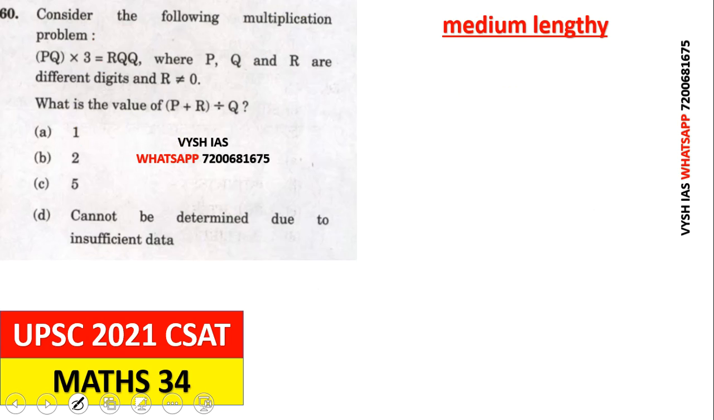Last question. Consider the following multiplication problem. Again, a little tricky. We have already solved this type of question, but this is more tricky than that. So PQ into 3 is equal to RQQ. You tell me, here also Q, here also Q. What can be the value of Q? Which number when you multiply with 3 gives the same number?